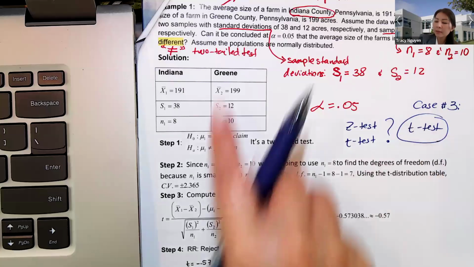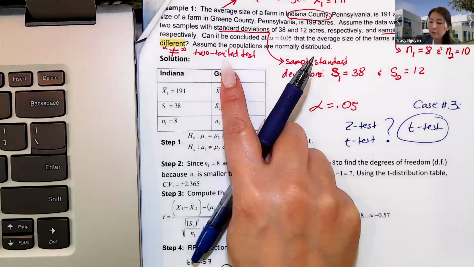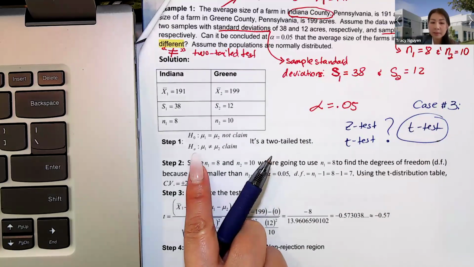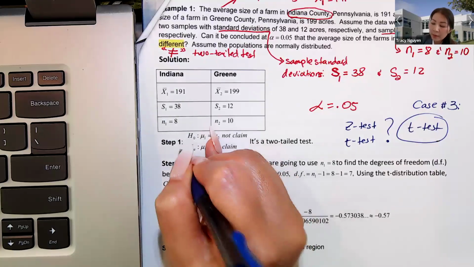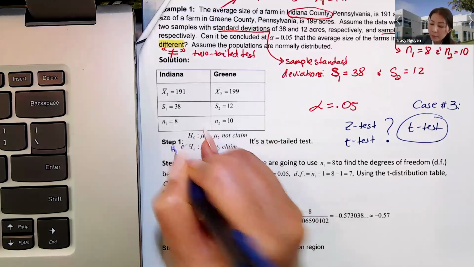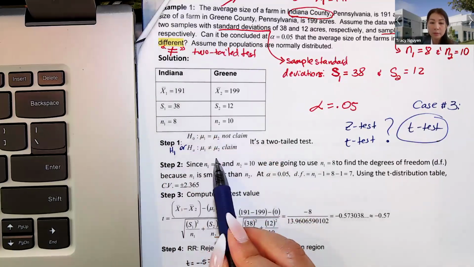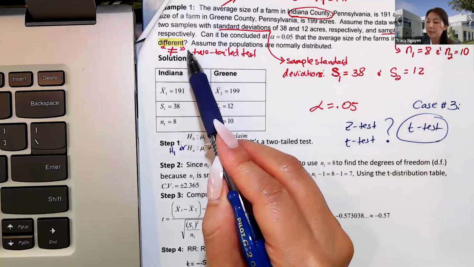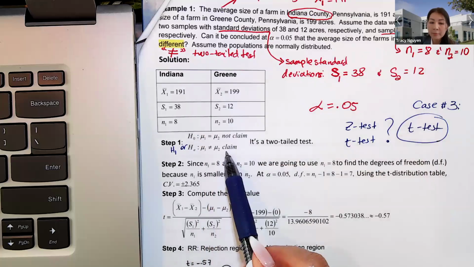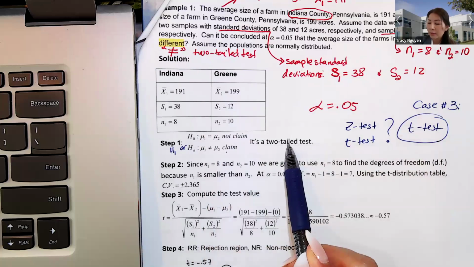So we know that it's going to be a two-tailed test. We state our hypotheses. H0: mu1 equals mu2. HA or H1: mu1 is not equal to mu2. What's the claim? The claim is that they are different. So therefore, we put the claim right here. And it is a two-tailed test.